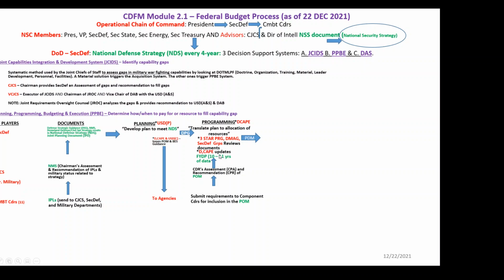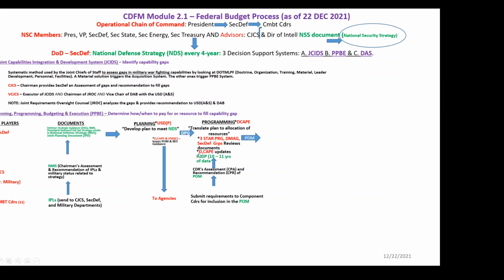The DCAPE updates the Future Year Defense Program. You're going to know about this in your Module 2, FYDP. That is the DoD database that keeps track of these programming numbers, the budget from here on out. It keeps track of all of these categories, what was approved. So FYDP is 10 to 11 years of data that they keep track of in this database.